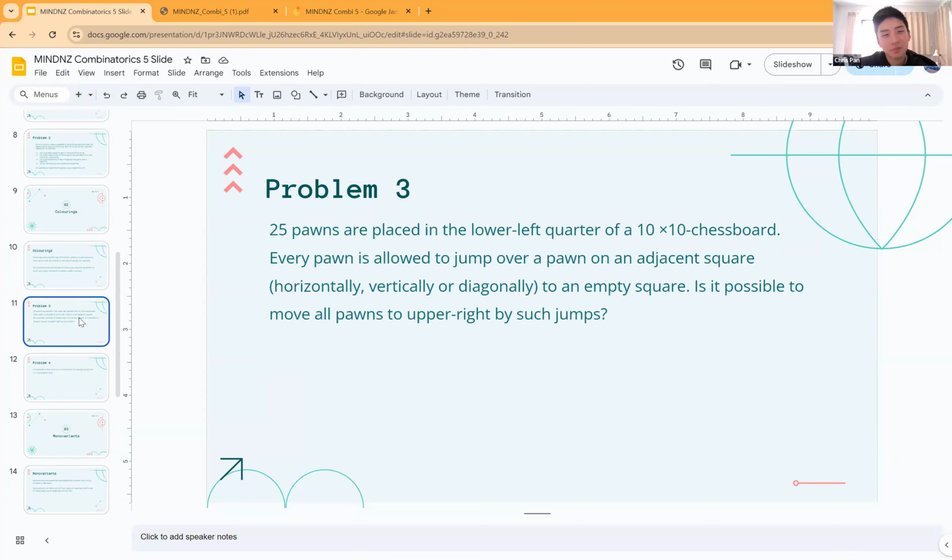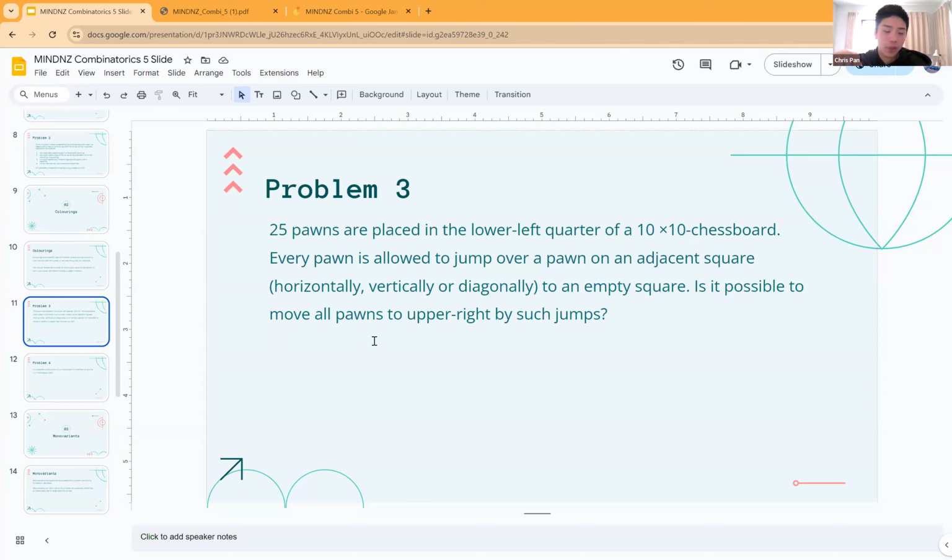So let's go over some examples. Okay, so we have a 10 by 10 chessboard, right? And in the bottom left 5 by 5 square, we place 25 pawns covering the entire 5 by 5 bottom left corner. We can do this leapfrog move where every pawn is able to jump over another pawn, so move two squares in some direction by jumping over another pawn.